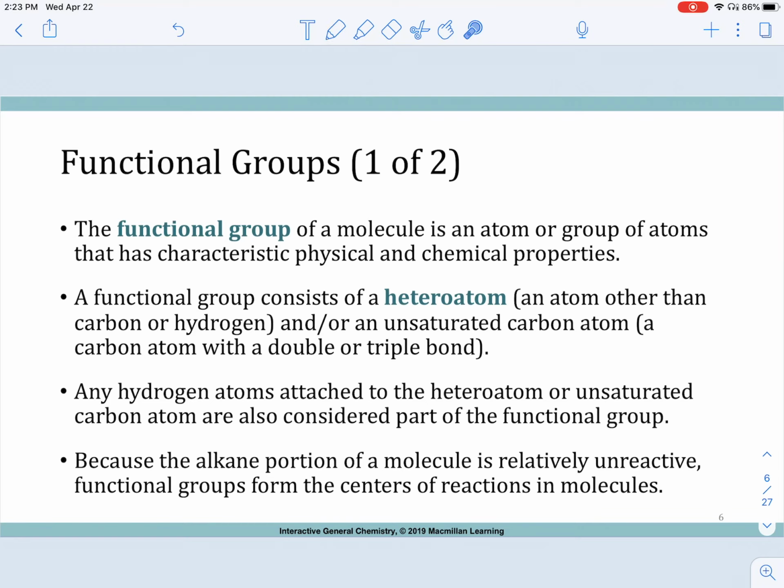Basically, functional groups are molecules that are not carbon and hydrogens. They have specific chemical properties, and we call them heteroatoms. That's an atom other than carbon or hydrogen, and or an unsaturated carbon. So functional groups are either things like chlorine, bromine, OH, NH3, etc. Or if you see a double bond, we actually call that a functional group. Or a triple bond we refer to as a functional group. These are basically like the reactive centers of molecules. They're a lot more reactive than just the carbon-hydrogen chain, so they're very important to identify and name.